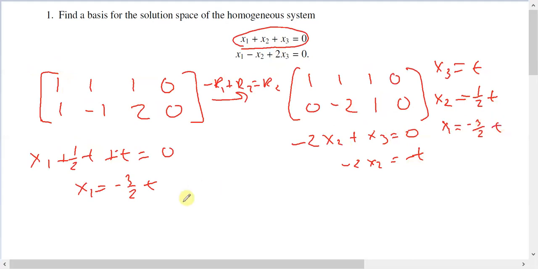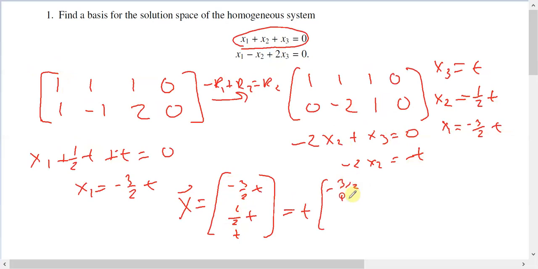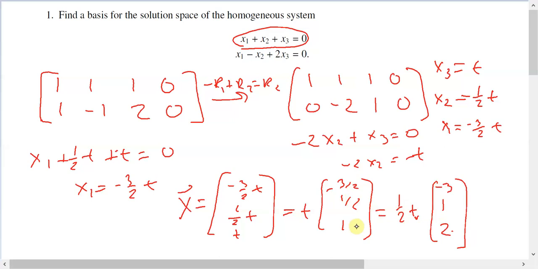So my solutions look like this. They're minus 3/2 t, 1/2 t, and t. If I take the t out, I get minus 3/2, 1/2, 1, which you can use, or you can go even further and take out a half with it just to make it look nicer. You don't have to do this part. If I want integers in there, if I take out a 1/2, this will be minus 3, 1, and this would be 2, because when I multiply the 1/2 back in, it needs to get back to 1.